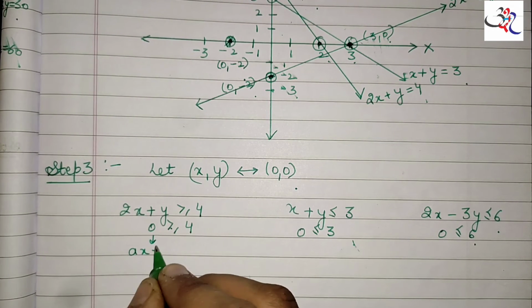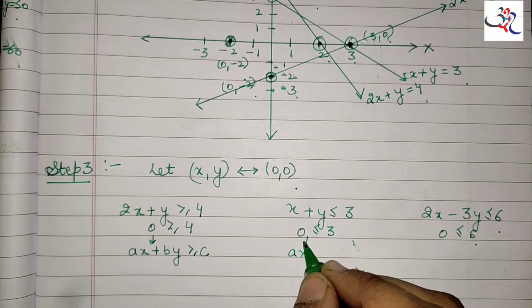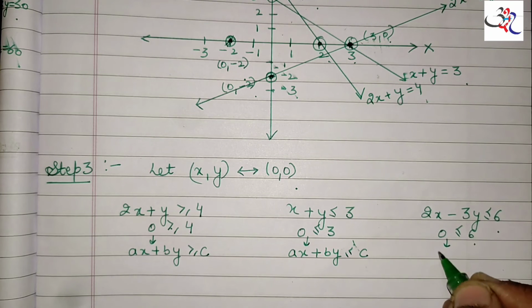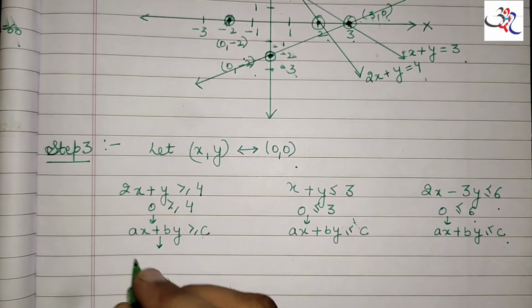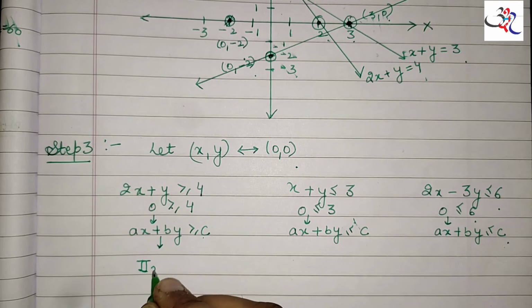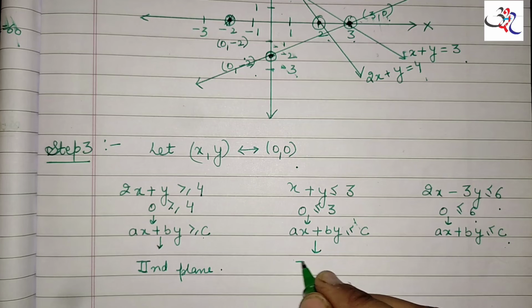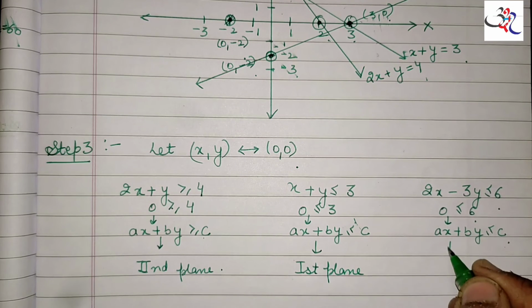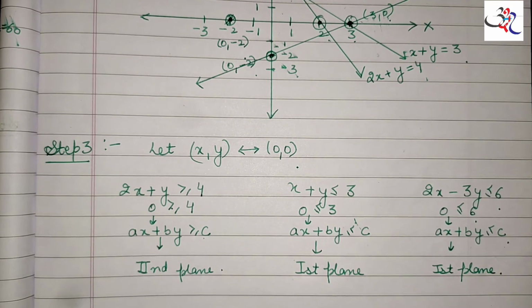Then if my ax plus by is greater than equal to c, this is what? This is ax plus by is less than equal to c. If this is greater than equal to c, that means my solution will be where? My solution will be in the second plane. And if it is less than equal to c, my solution will be in the first plane. Again from this, my solution will be in the first plane.